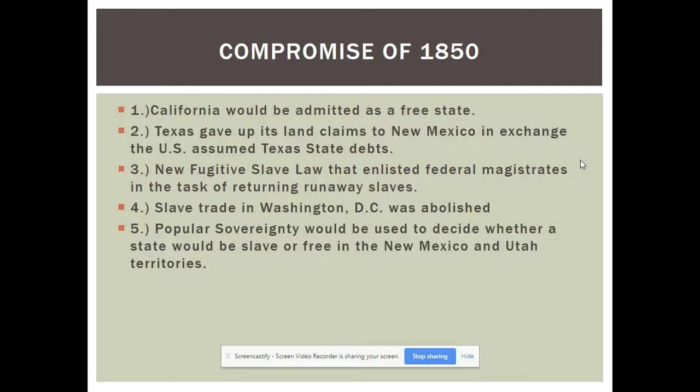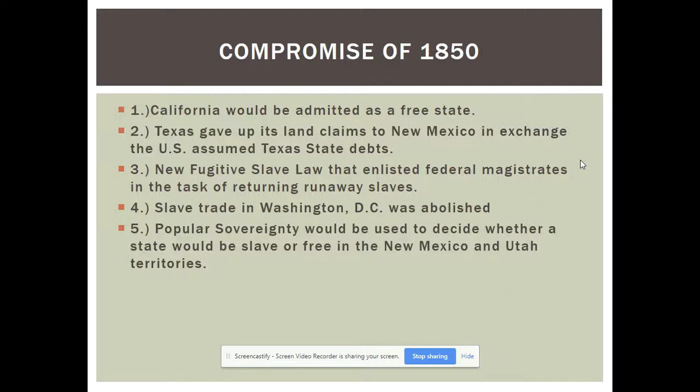The fourth thing, this benefits the North, is the slave trade in Washington, D.C. is completely abolished. It looked really bad in terms of public relations at that time. You got to look at today. Today would be a scandal of astronomical proportions.